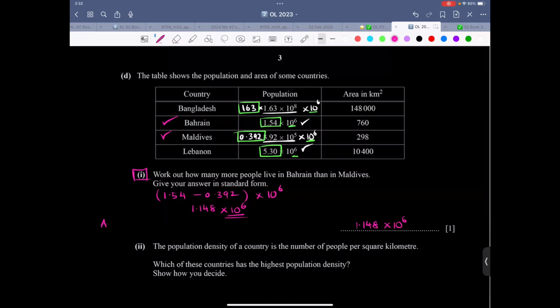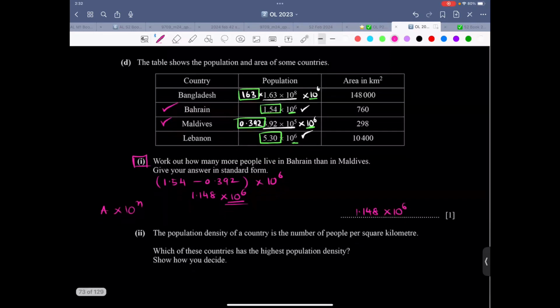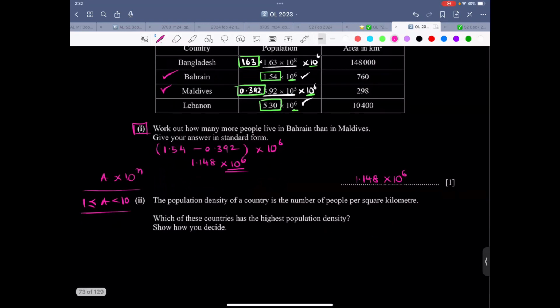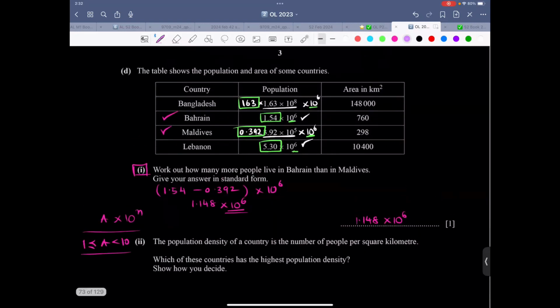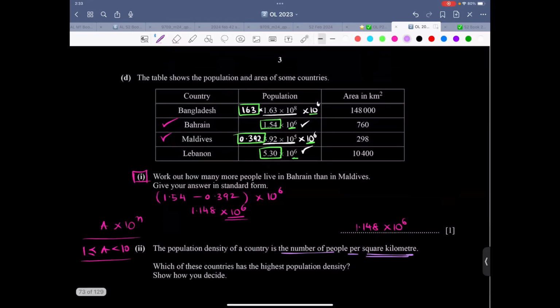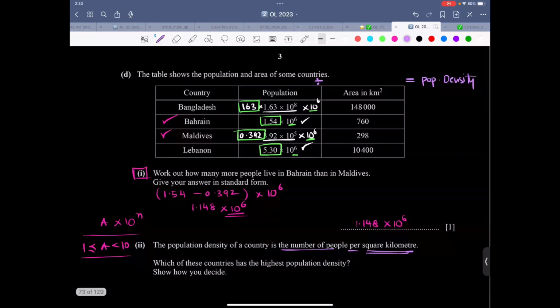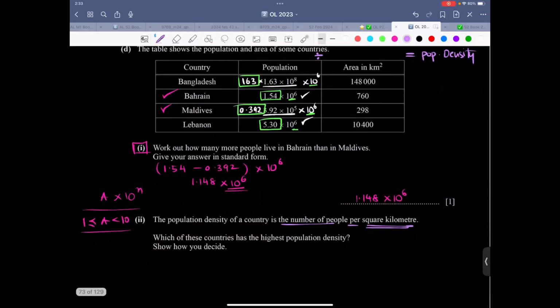Remember, A times 10 to the power n, that's the standard form. A has to be less than 10. It could be greater than or equal to 1. That is the standard. The second part is about population density, which is the number of people per square kilometer. That means take the population divided by the area. That is called the population density. So now what do we do over here? Let's divide. We have to use a calculator.